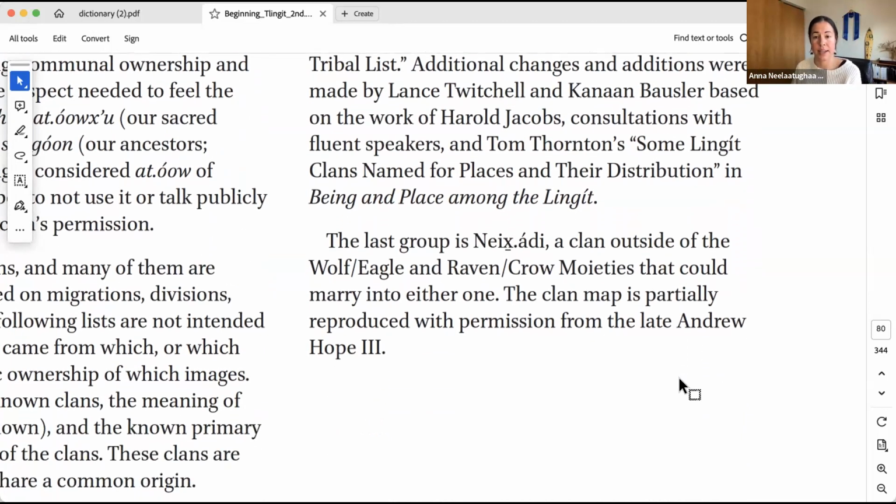The last group is naax̱, a clan outside of the wolf, eagle, and raven crow moieties that could marry into either one. The clan map is partially reproduced with permission from the late Andrew Hope III.